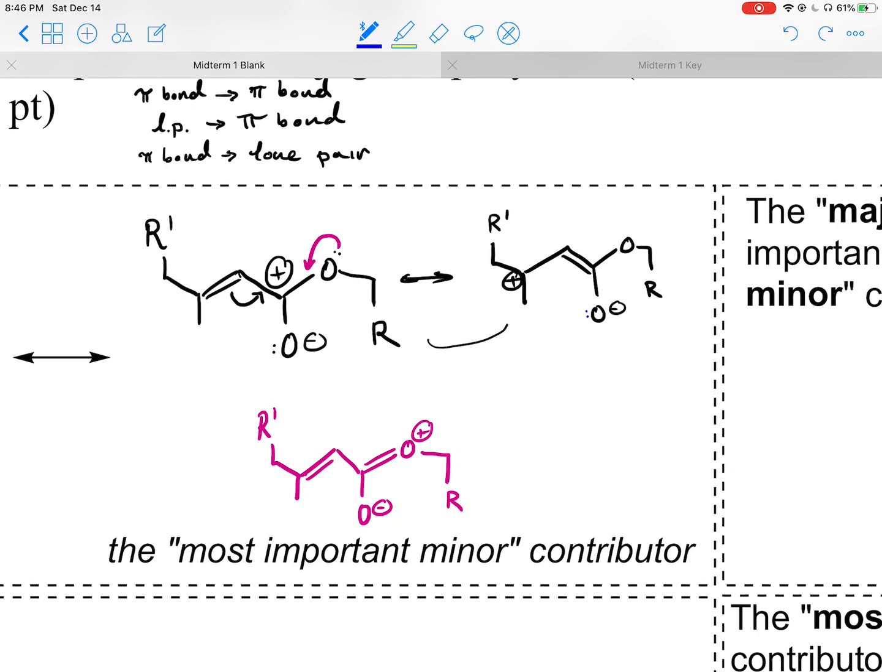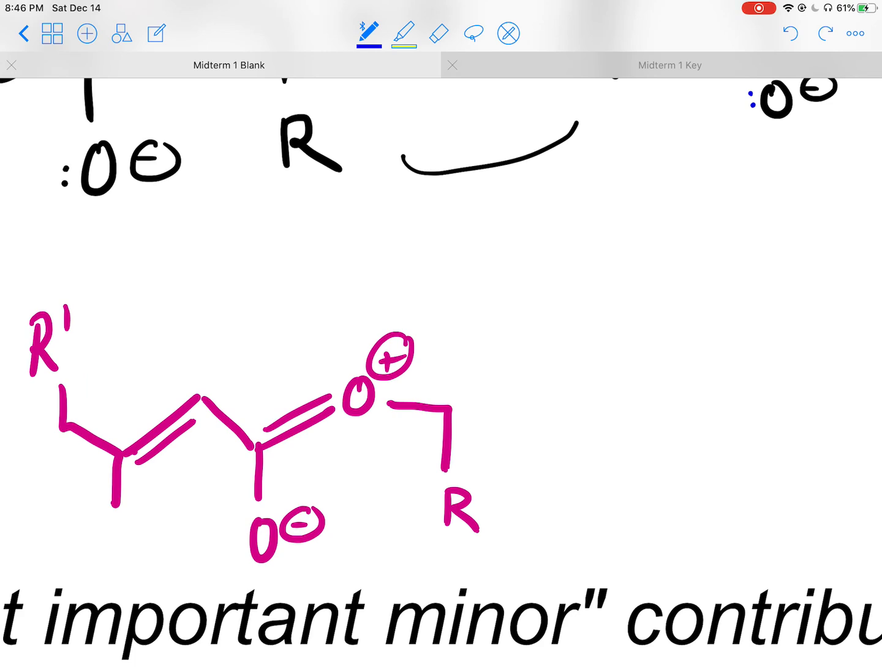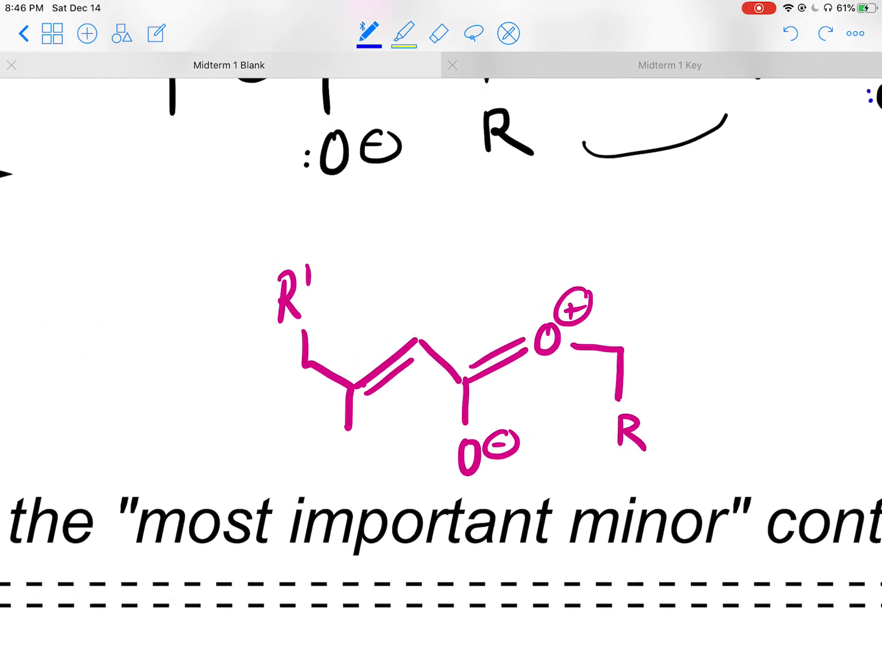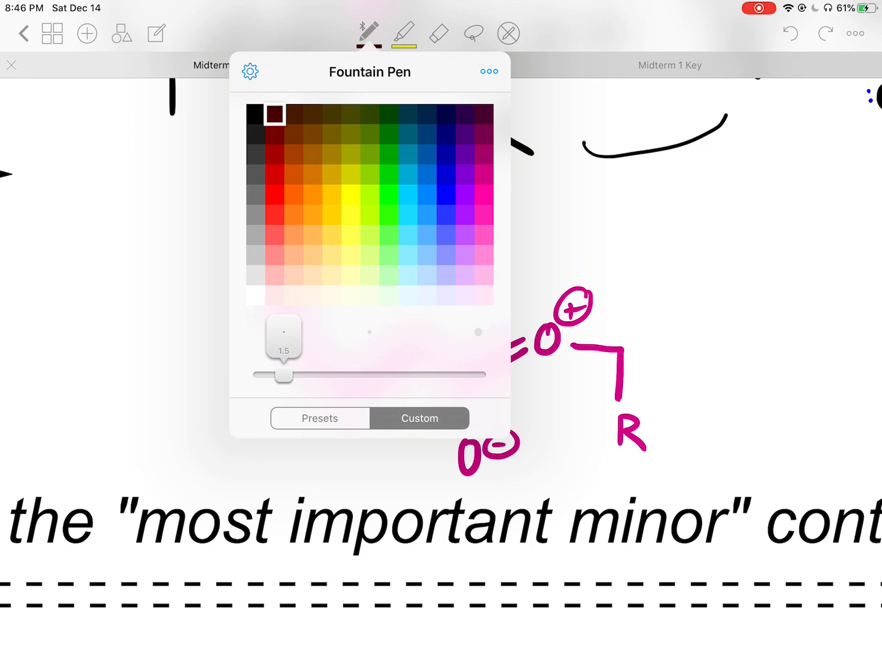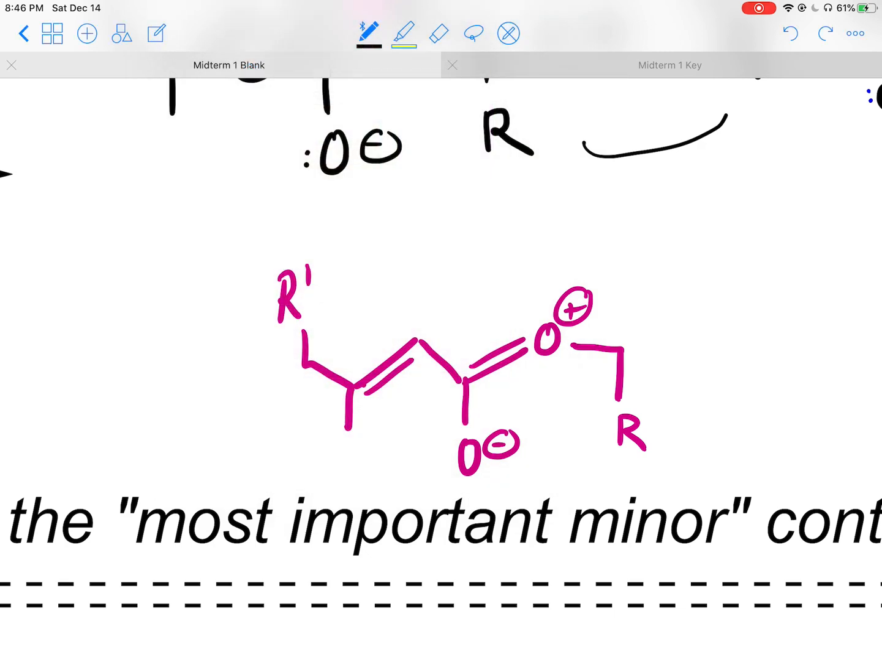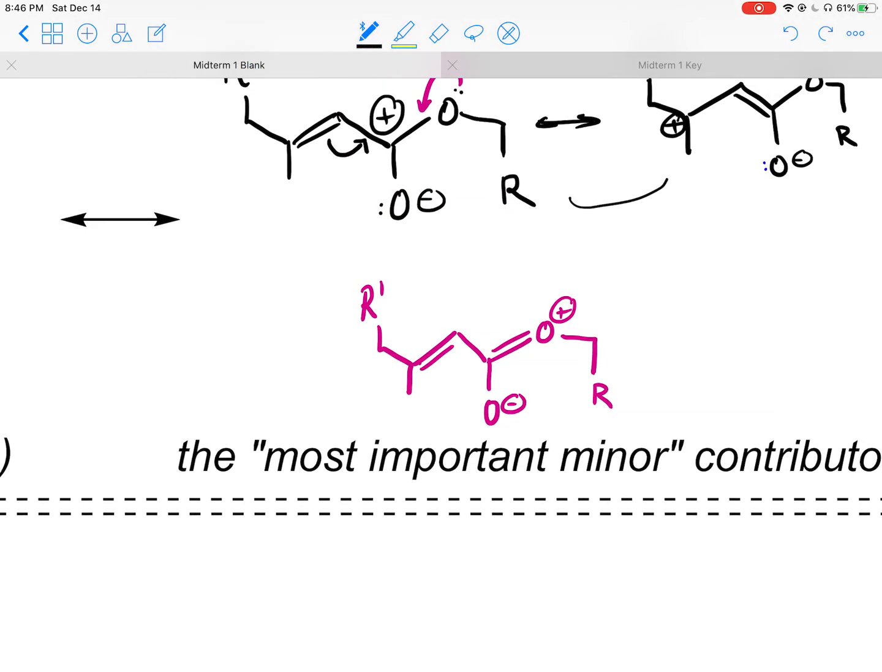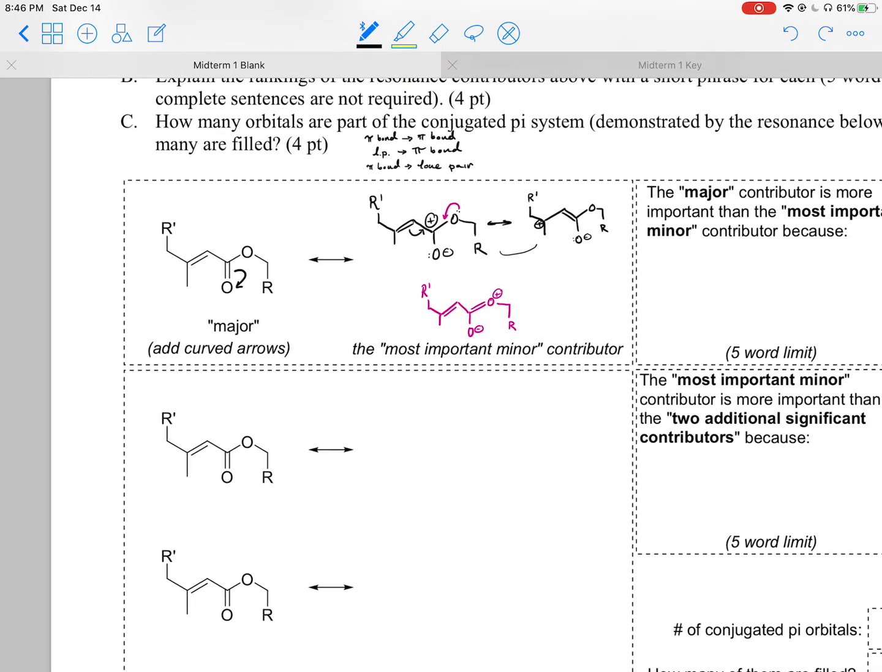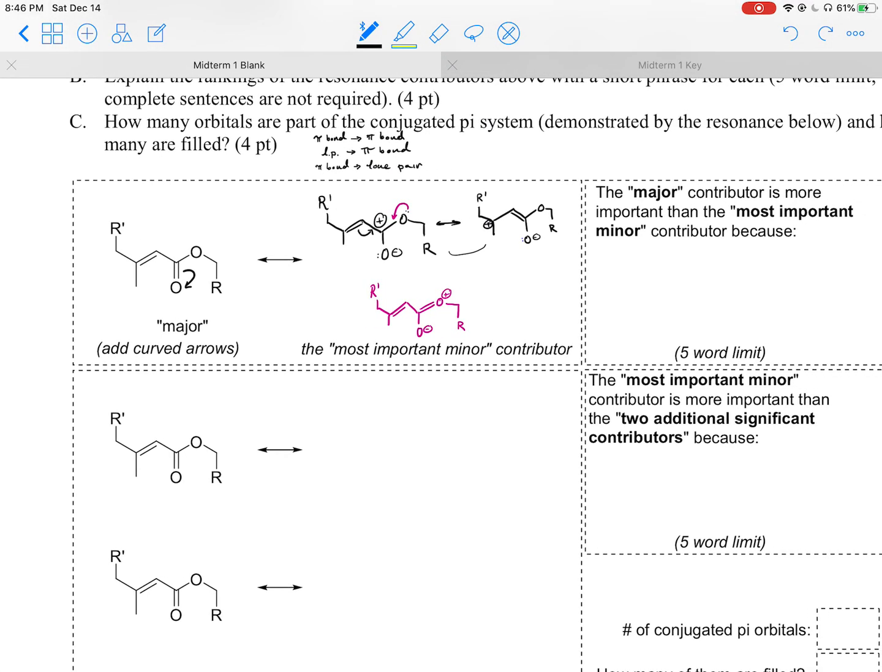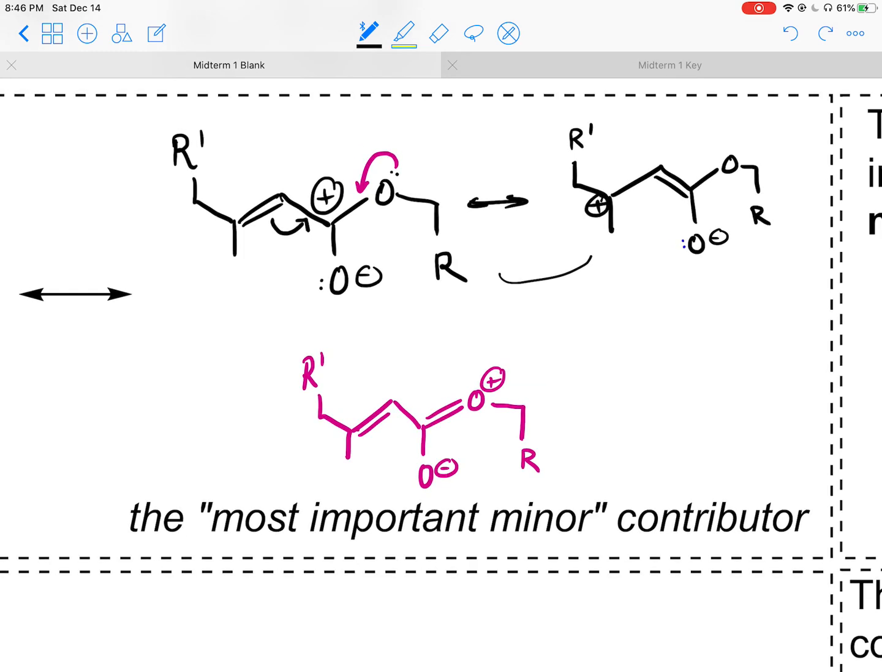resonance. So, which one is the best one? Well, resonance, the best resonance still has full octets on everything. And so even though this pink one right here has a plus charge on an oxygen, and typically we'd rather have a plus charge on a carbon than an oxygen if we can help it, it's also the only one of these resonance contributors that has full octets. The ones with the carbocation, the carbons each only have 6 electrons.